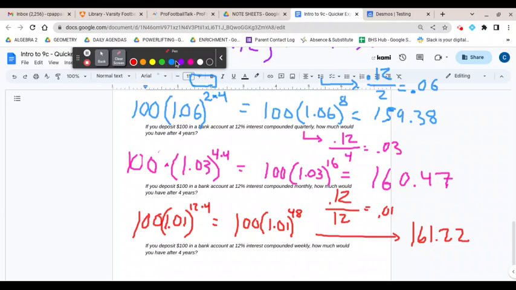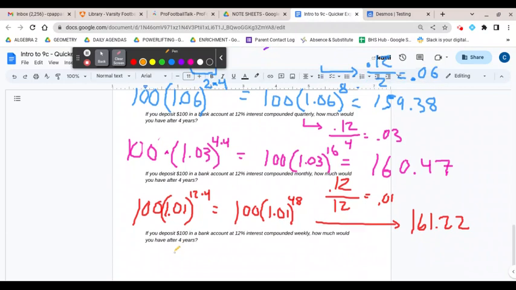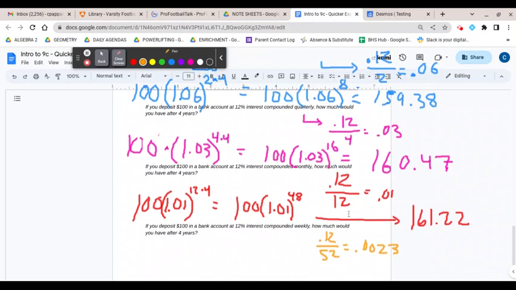Finally, if we go to this last one, if we deposit $100 in a bank account at 12% interest compounded weekly, well, if we're thinking weekly, there's 52 weeks in a year. So if we have 0.12 divided by 52, our rate is going to be 0.0023. So very, very, very small number.